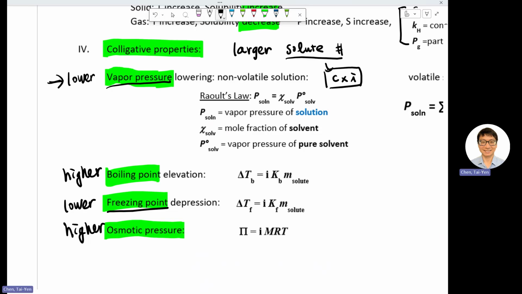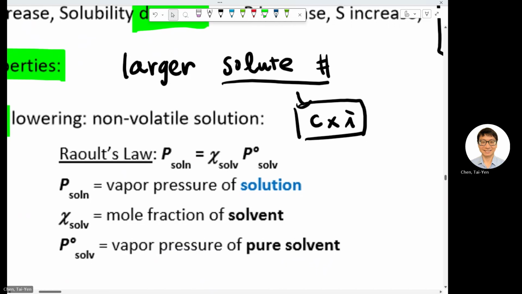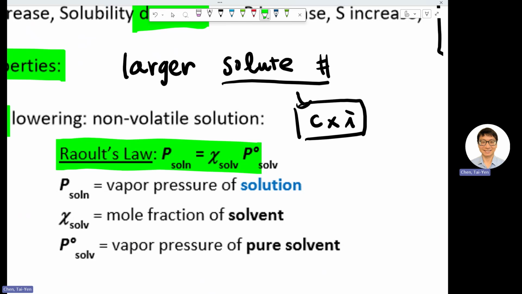Let's get back down to the equations. Here is the equation that we want to know for how the vapor pressure is calculated. The vapor pressure of the solution P is calculated by the mole fraction of your solvent times the vapor pressure of the pure solvent. Everybody pay attention to this.